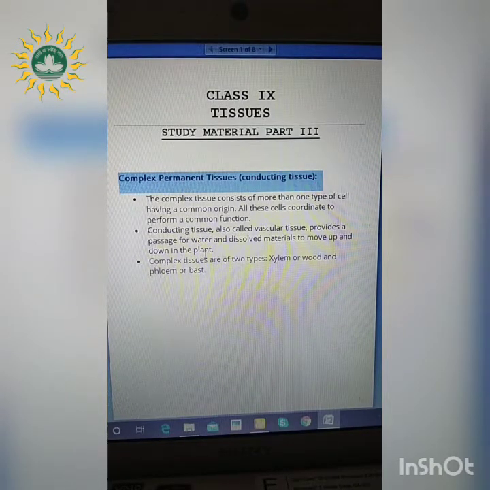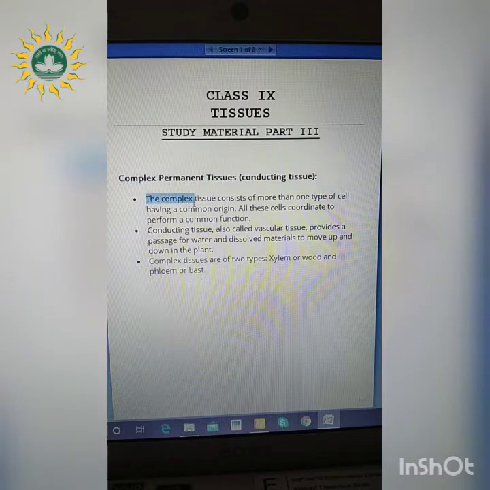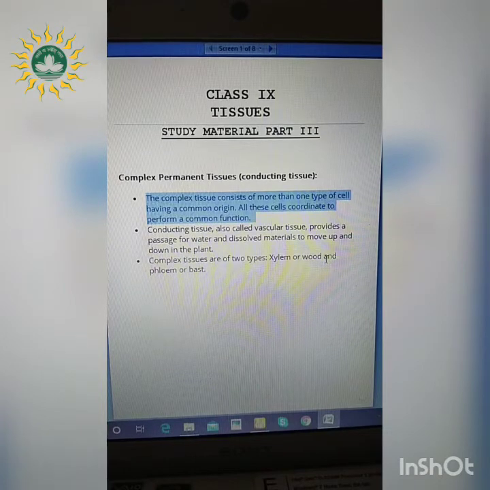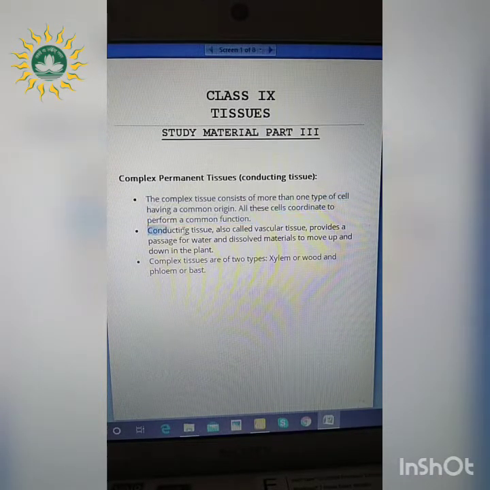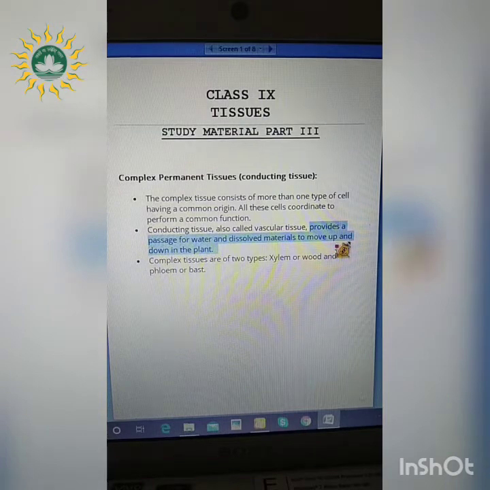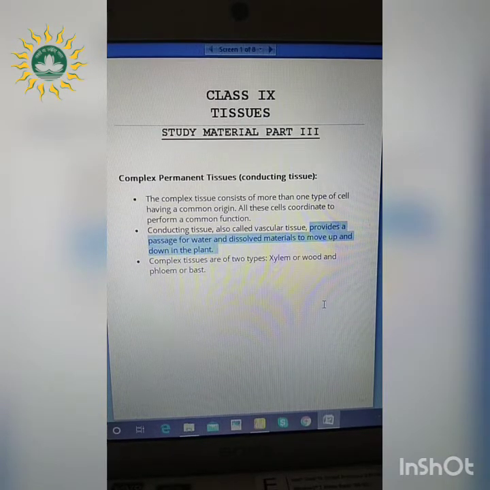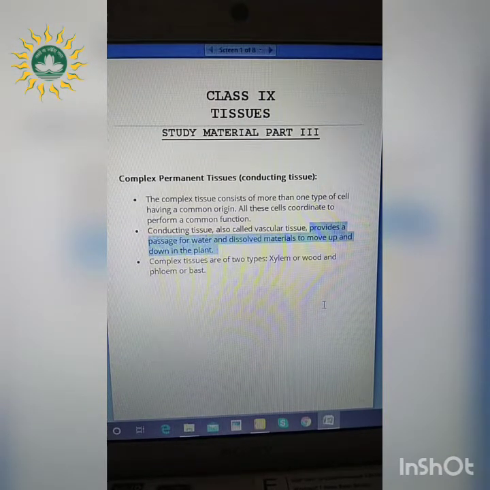conducting tissues. The complex tissue consists of more than one type of cells having a common origin, and these cells ultimately perform a common function. And this conducting tissue is also called vascular tissue. Why? Because it provides a passage for water and dissolved materials to move up and down in the plant. So the transportation of the water and minerals is done with the help of these tissues.